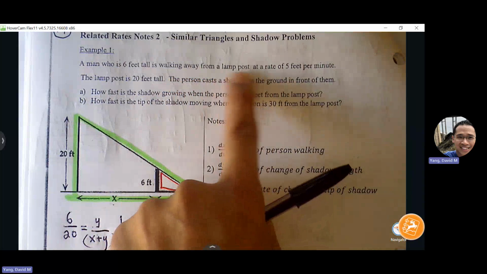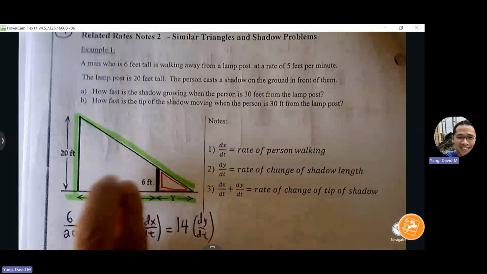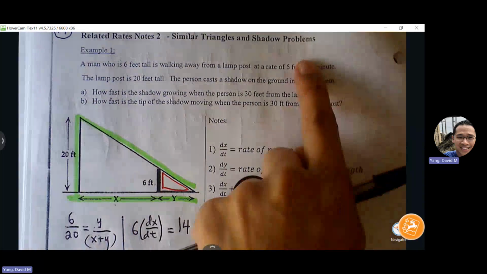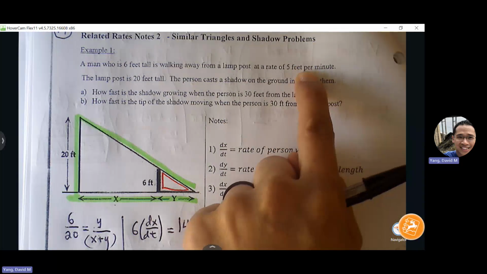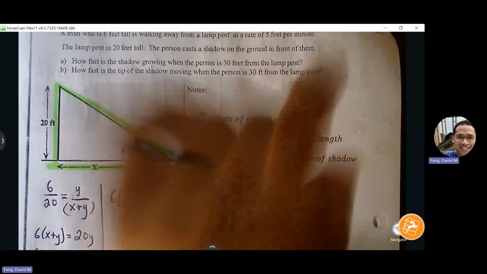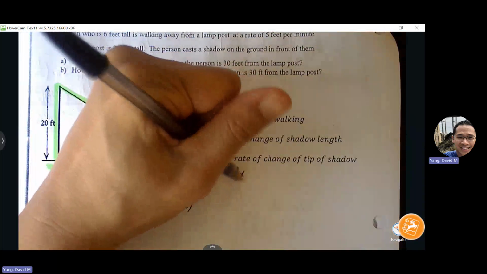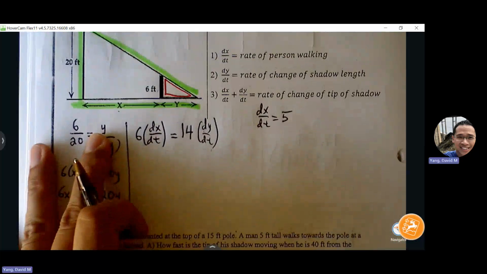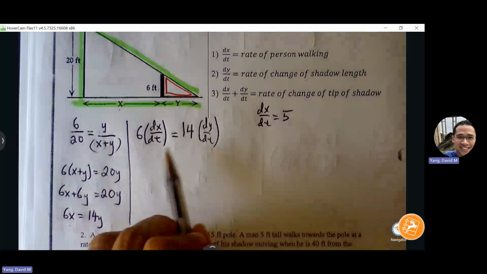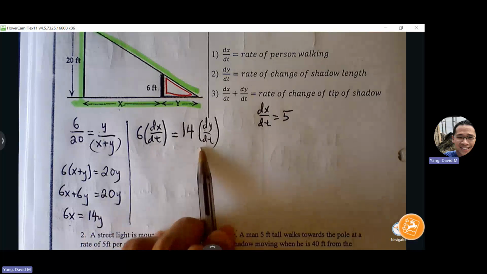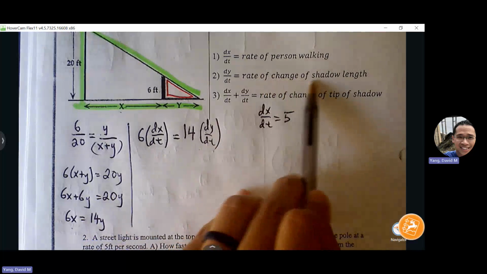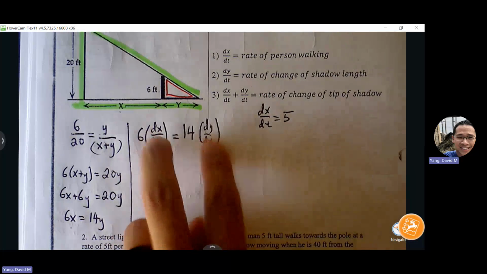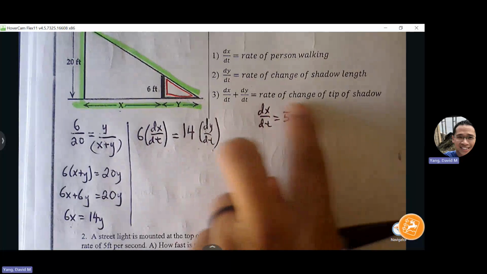Person is walking away from the lamppost at a rate of 5 feet per minute. What's happening to x? Increasing. So this is going to be dx/dt, positive or negative 5? Positive 5. Okay, so dx/dt is positive 5. And I think that's all we need to plug in, right? If I plug in 5 for dx/dt, I can find dy/dt. If I find dy/dt, I found the rate of change of the shadow length. And then if I have dx/dt and dy/dt, I can just add those together, and that's the rate of change of the tip of the shadow.